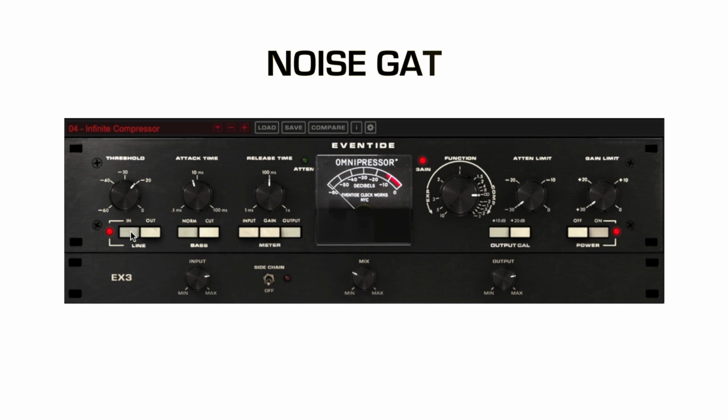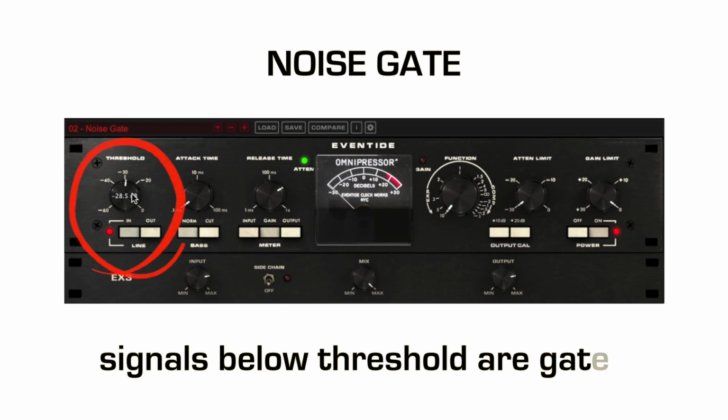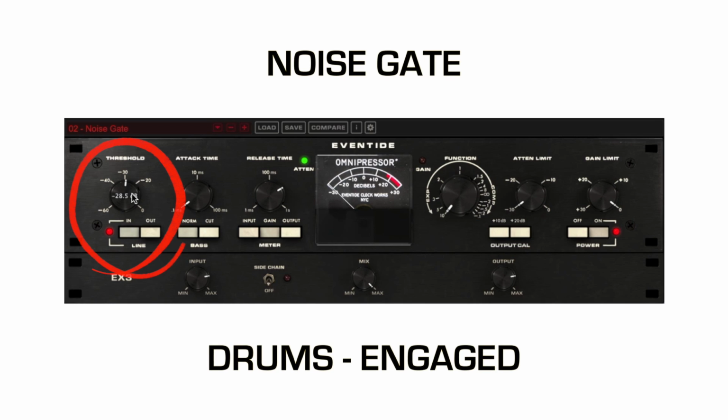Omnipressor is an extremely effective noise gate. Just set the threshold, and anytime the signal falls below that level, the sound is gated. Let's hear it on the same drum loop from the previous example.